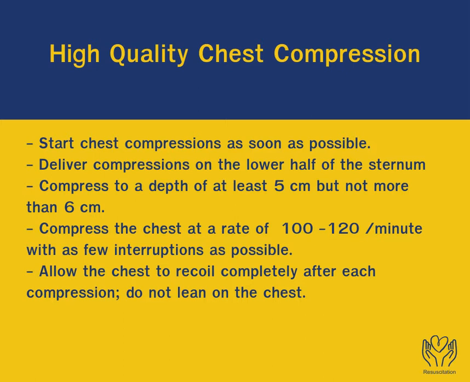Deliver compressions on the lower half of the sternum, in the center of the chest. Compress to a depth of at least 5 cm but not more than 6 cm. Compress the chest at a rate of 100 to 120 per minute with as few interruptions as possible. Allow the chest to recoil completely after each compression, do not lean on the chest. Perform chest compressions on a firm surface whenever feasible.